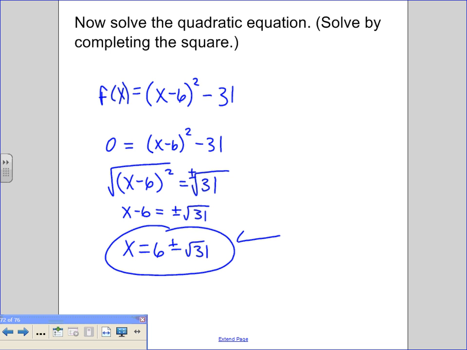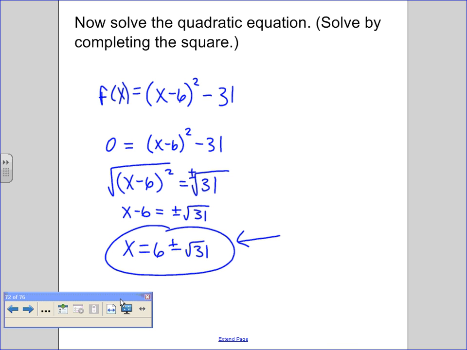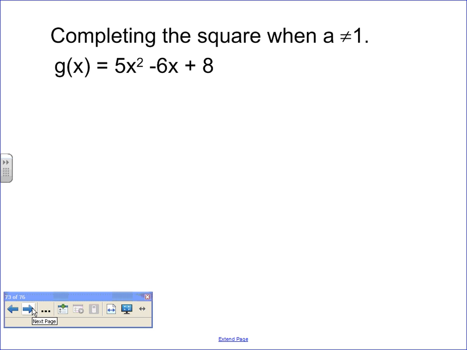You can check this by using your graphing calculator, finding the x-intercepts, and if you plug this in and find out what your calculator gives you, that's a good way to check your answers. All right, now we're going to look at another example. This one's different. I still want you to complete the square and write it in vertex form.